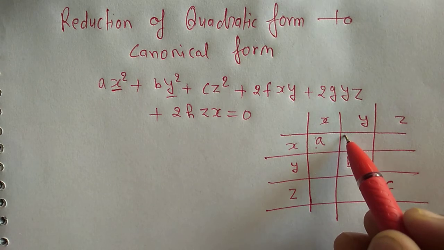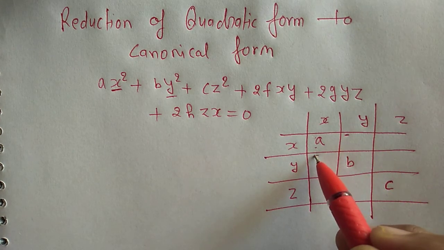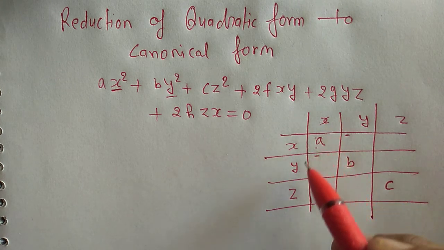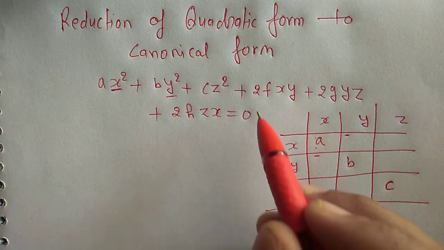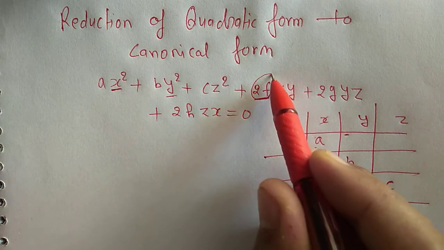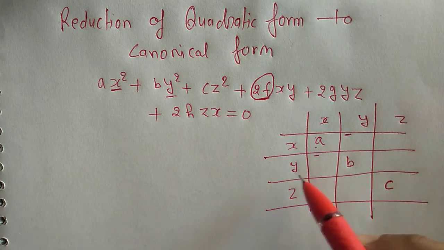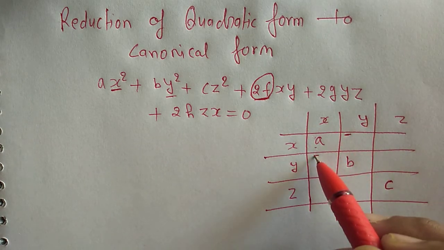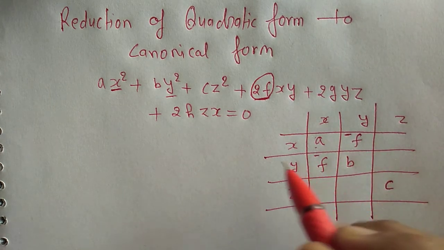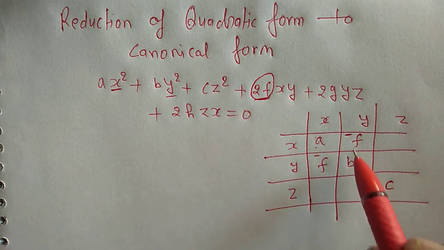Now if you see this place, it should be the coefficient of xy, and this will be the coefficient of yx. In the real system, xy and yx are both the same. So here we have 2f, so what we do, we just divide by 2. Half of the portion we take for xy, and half we take for yx. So that will be f and f: f for the xy and the remaining f for the yx. So I have put it here.